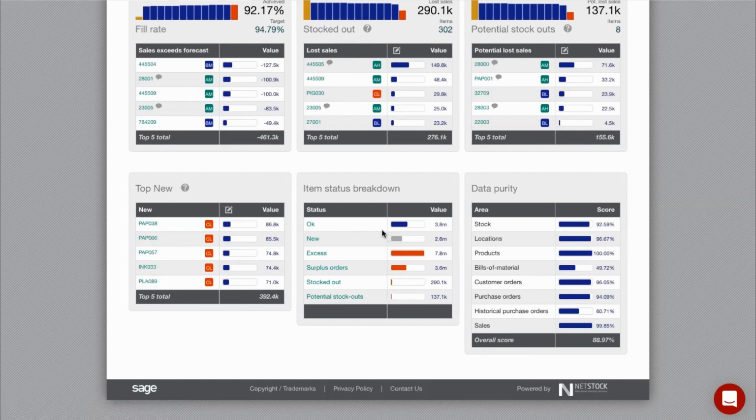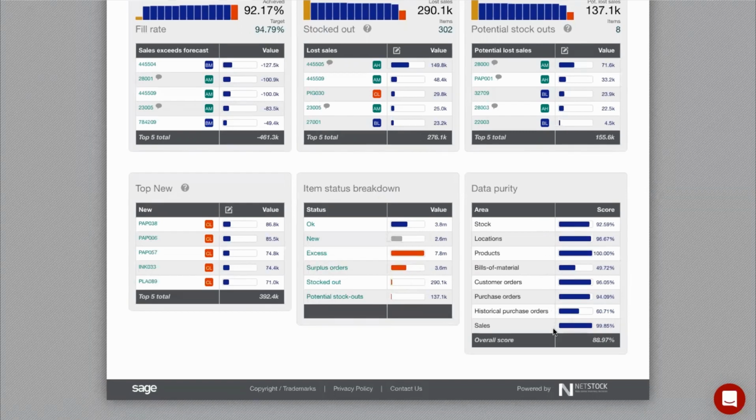This block over here really just shows you the health of the inventory. We can see here, obviously in this business, the biggest issue is excess and surplus orders, not so much the stockouts and potential stockouts. And this changes from business to business. You know, sometimes you have too much stock of the things you don't need. Sometimes you have too little stock of the things you do need. So this might vary, but here we can definitely see they're tying up a lot of cash and they've got a lot of excess that they need to deal with.